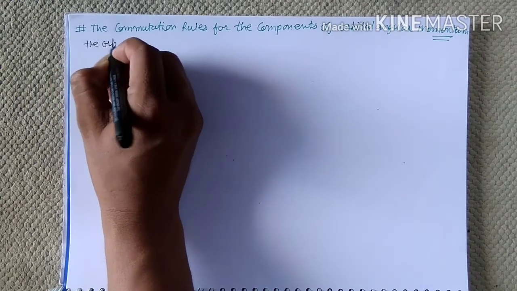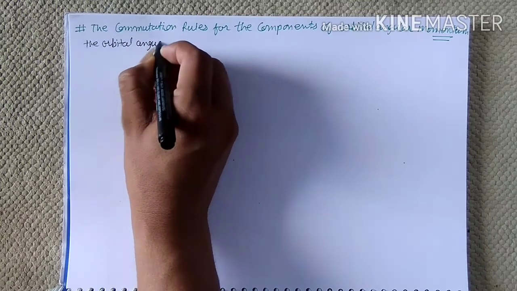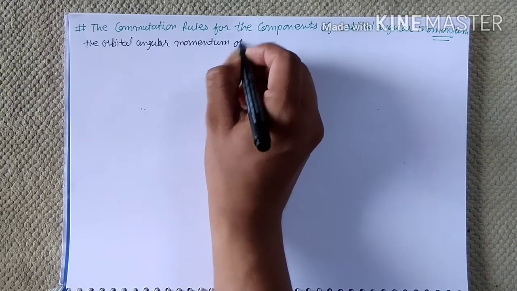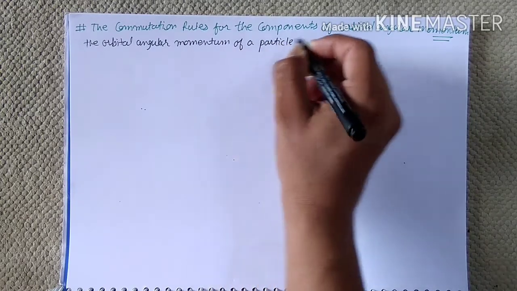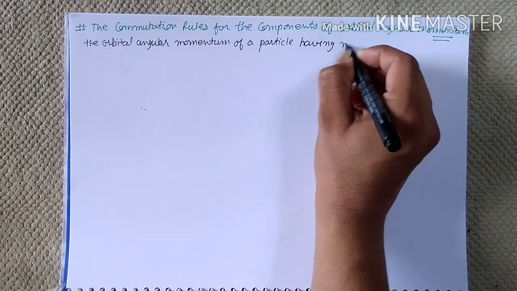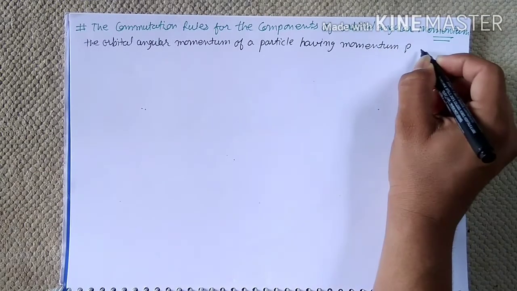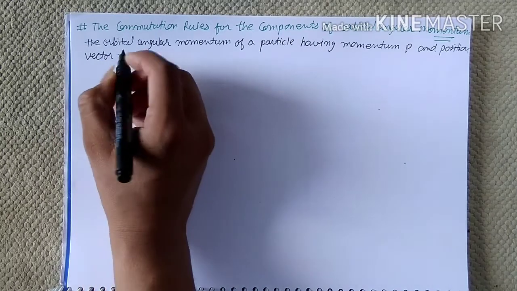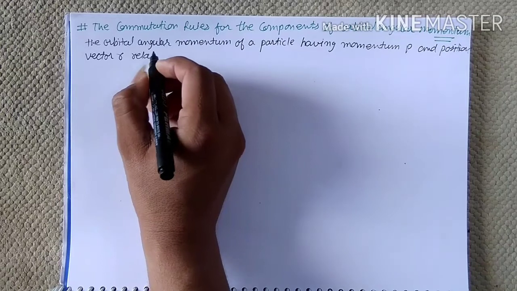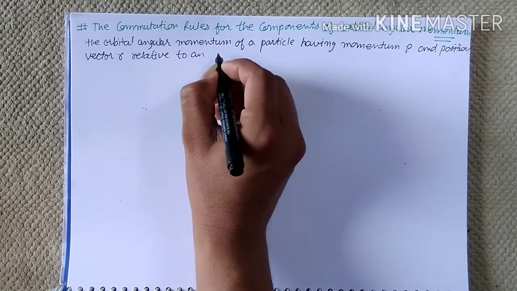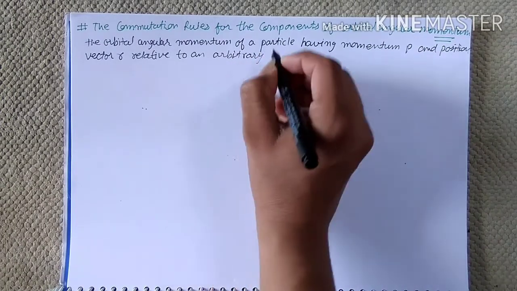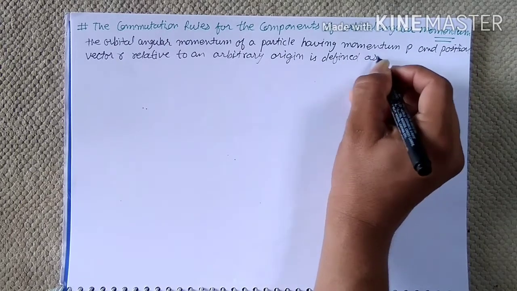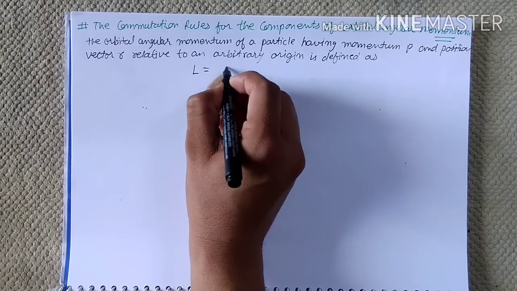The orbital angular momentum of a particle having momentum p and position vector r relative to an arbitrary origin is defined as L is equal to r cross p.